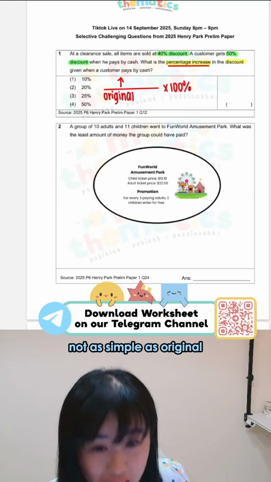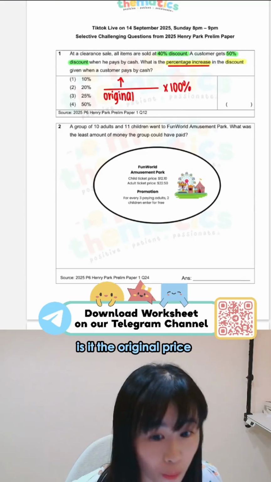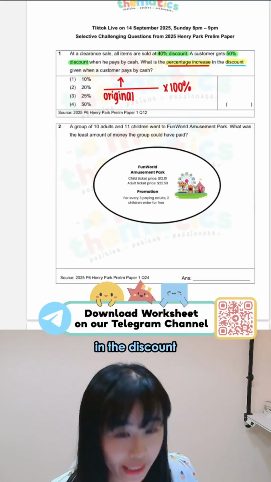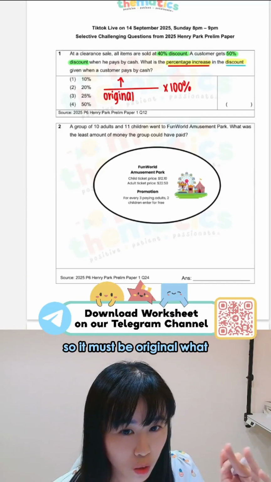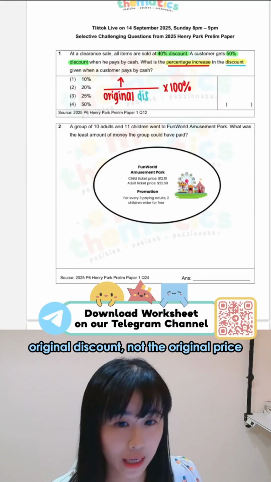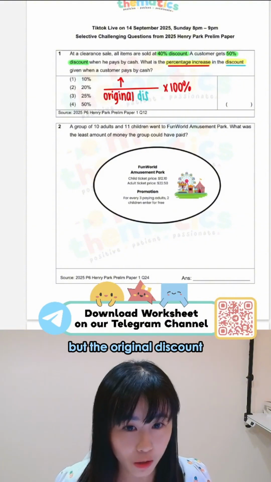But this question is not as simple as original. Is it the original price or is it something else? Now take a look here. Percentage increase in the what? In the discount. So it must be original what? Original discount. Not the original price, but the original discount.